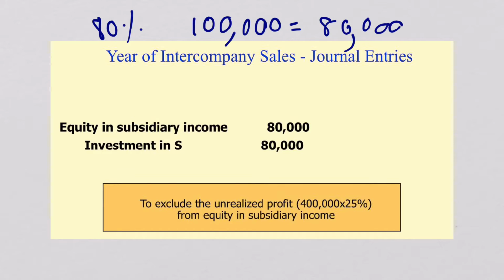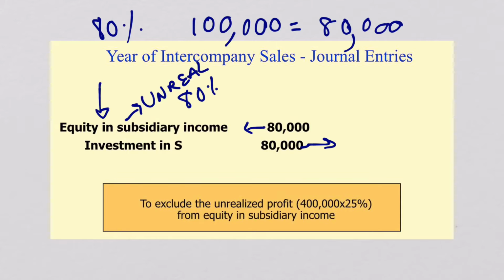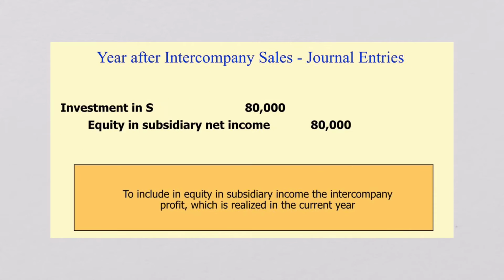And what's happening is that the parent, when they make their journal entry on the equity method, is lowering the income by the unrealized profit. That's what this amount represents, but only at the 80% amount that it owns. And of course, in the typical way the entry works, this is a debit, this is a credit. When we reduce the equity income, the credit is to the investment account. So far, so good.